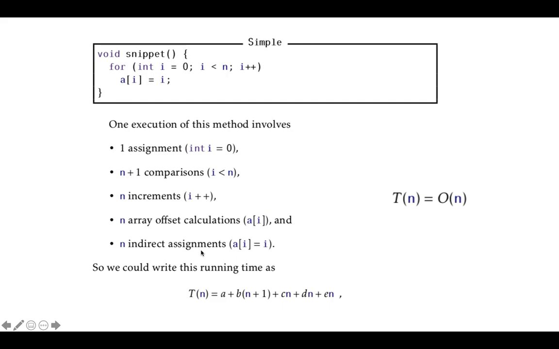So I'm trying to count how many operations this for loop needs, right? We could write the running time as the following. Let's say A is the time I need to do the assignment. I need B multiplied by n plus 1, where B is the time I need for comparison. And then C is the time I need for increment multiplied by n, plus D multiplied by n, plus E multiplied by n. But this is very complicated, right? It's a complicated form. It doesn't give me insight, and it's not easy to count every operation here.